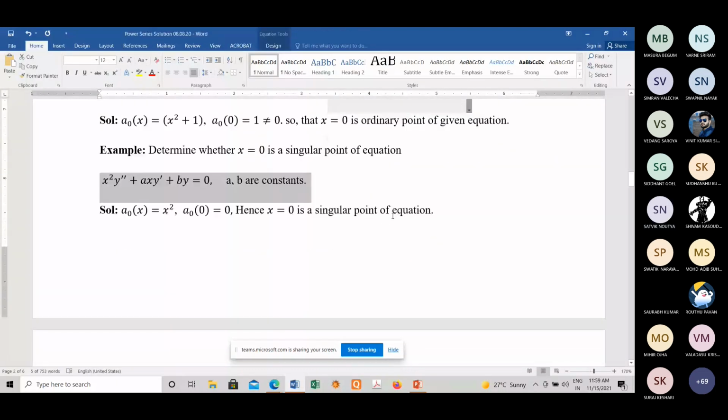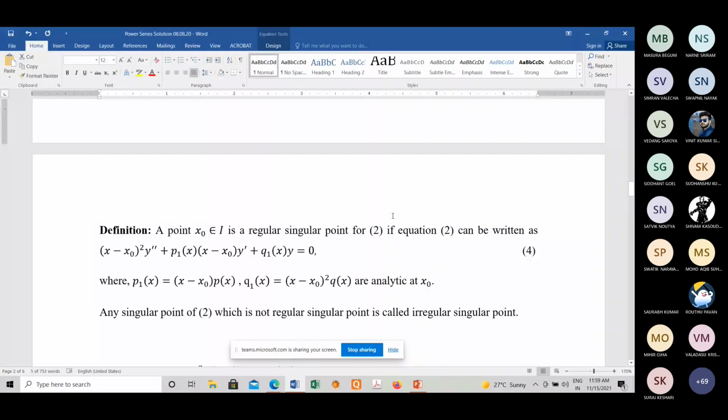Now these singular points can be classified into regular singular points and irregular singular points. Time is not going to permit me today, so I will take this in the next class. We will discuss it in the next class.